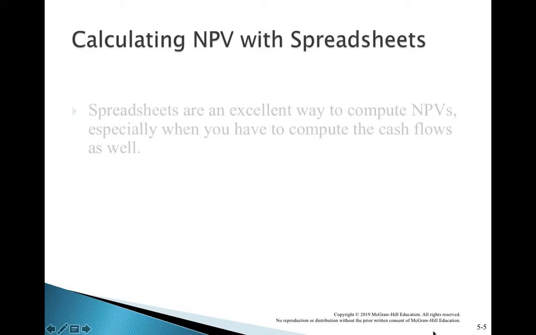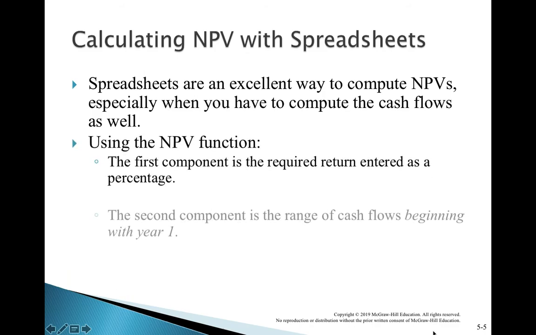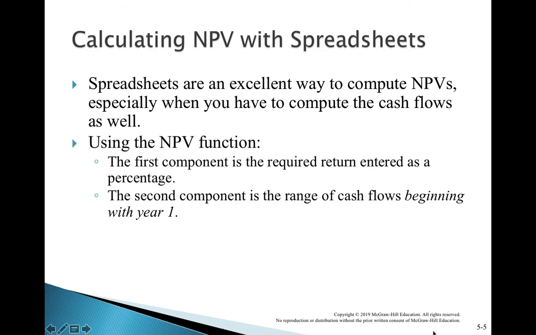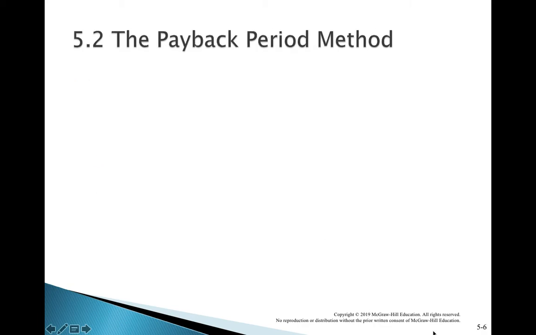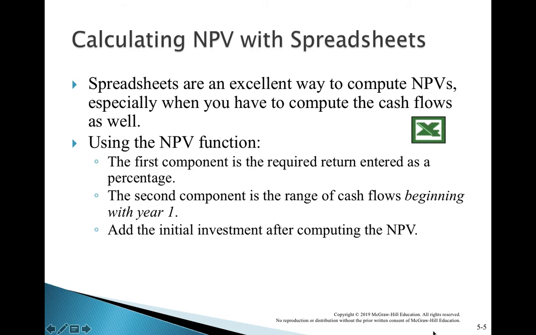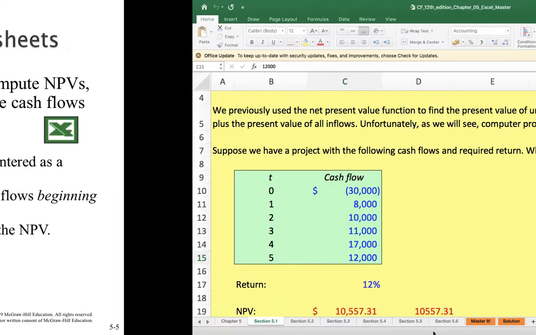Next, the second component is the range of cash flows beginning with year 1. Here we have taken cash flows of 10,000 after 1 year, 15,000 after 2 years, 20,000 after 3 years. So those cash flows are to be entered as the second component. Then add the initial investment after computing the NPV. How do we do that? Let us do it in the spreadsheet.